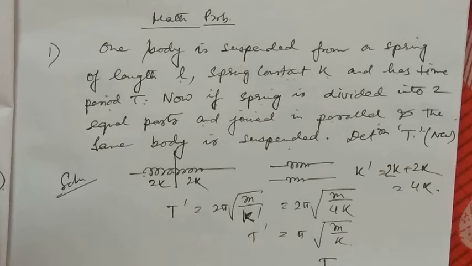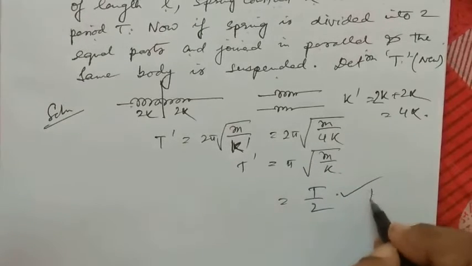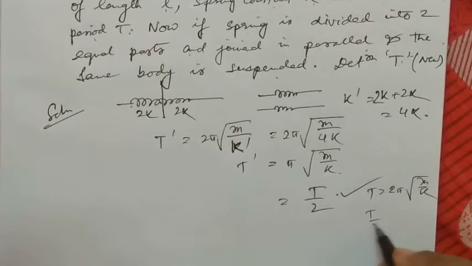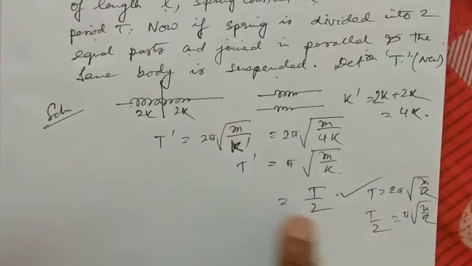So if the original spring had a time period of T, because T is equal to 2 pi root over m by k, this is pi root over m by k, that means it becomes T by 2. So this is the relation between T and T dash. T was 2 pi root over m by k, so T by 2 is pi root over m by k. This becomes T by 2.